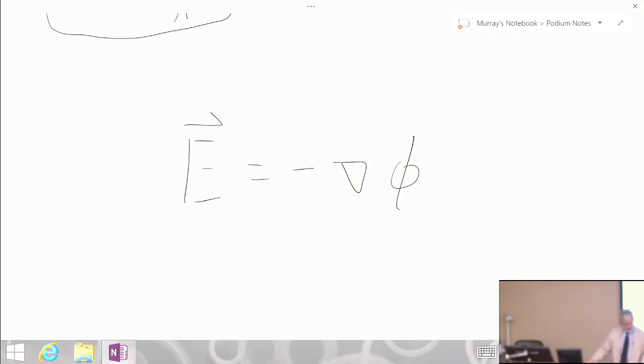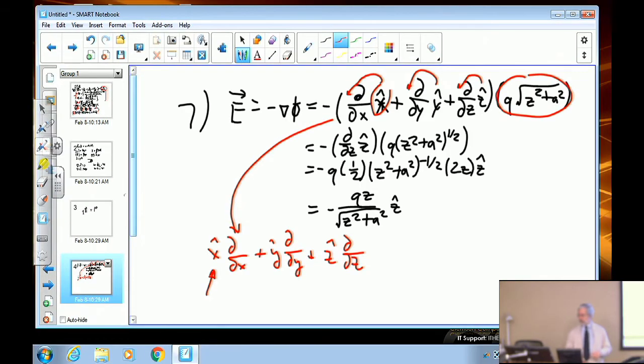Okay. And then number 7 was just putting that using the component form. So this answer here says that the direction of greatest decrease is along negative z hat. And you can see that here, phi depends only on the z, so there's no change in phi in those directions. And if we look at phi as a function of z, like this.